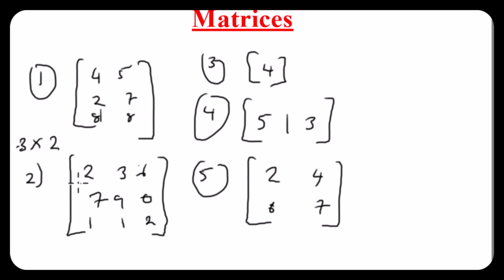This matrix has 1, 2, 3 rows. So this is 3 by, so another 1, 2, 3. So this is a 3 by 3 matrix. This one has just a single row and a single column. So this is a 1 by 1 matrix. This one has a single row and 3 columns. So this is a 1 by 3 matrix. This has 2 rows and then 2 columns. So this is a 2 by 2 matrix. I hope the concept of the order of a matrix is clear by now.